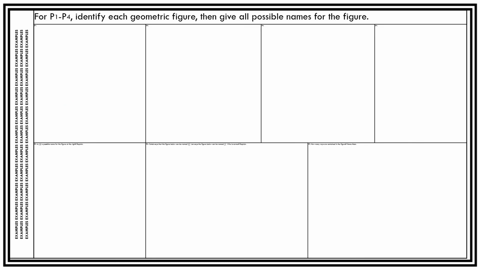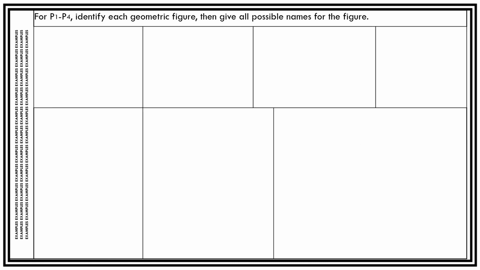Do some examples, guys. So for P1 through P4, we want to identify each geometric figure and then give all possible names for the figures. This looks kind of like what your notes page looks like. So P1. We've got this figure right here. I'm going to tell you this figure is a segment, okay, because it doesn't have any arrowheads. It doesn't go on and on forever in any direction. So how do we name a segment? We've got two different ways. We can name it segment QP. Remember the bar above it. Do not forget that. Or we can name it segment PQ.